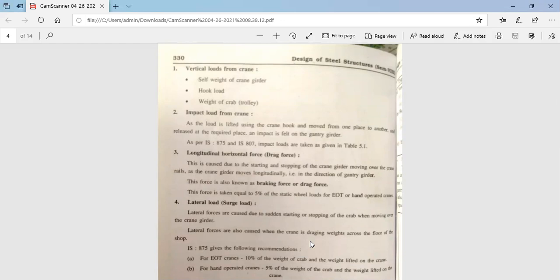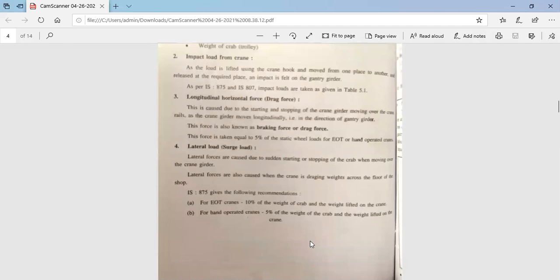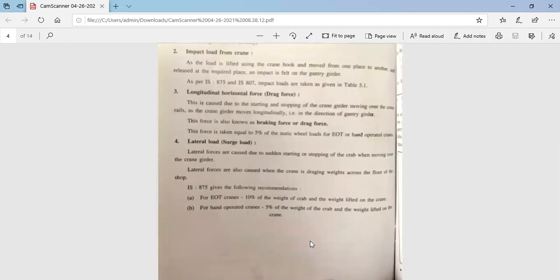As per IS 875 and IS 8807, impact loads are taken as given in table number 5.1. The third one is the longitudinal horizontal force, also known as drag force. This is caused due to the starting and stopping of the crane girder moving over the crane rails, as the crane girders move longitudinally, for example in the direction of the gantry girder. This force is also known as braking force or drag force, and is taken equal to 5% of static wheel loads for EOT or hand-operated cranes.